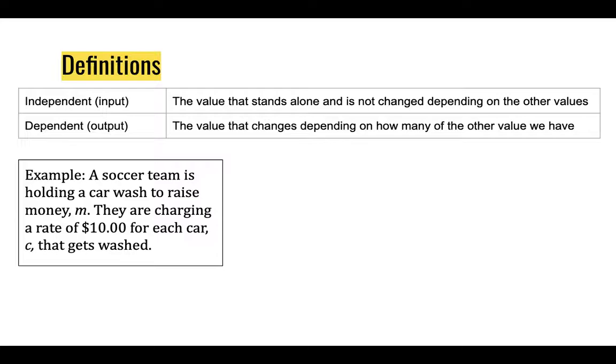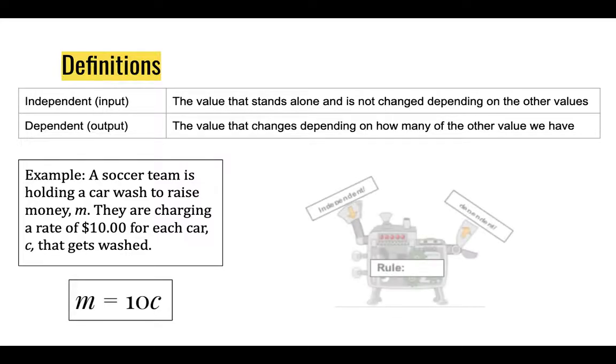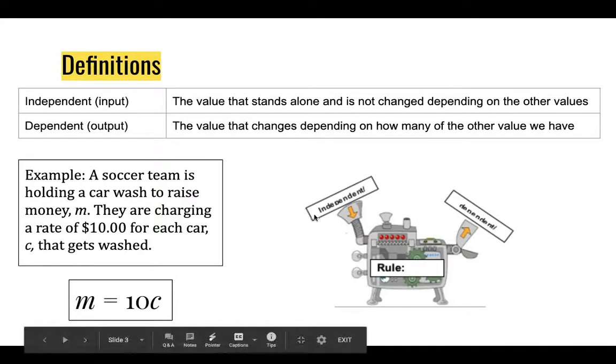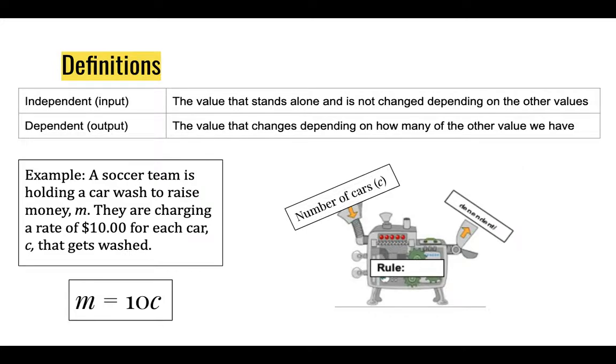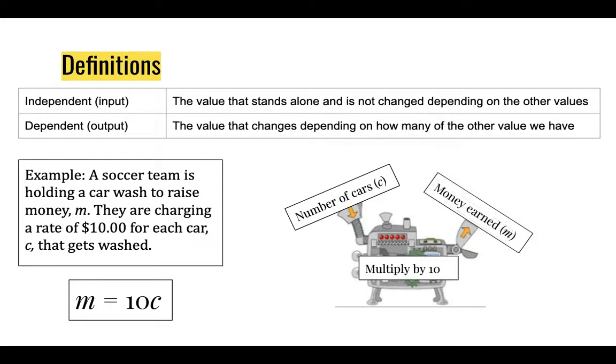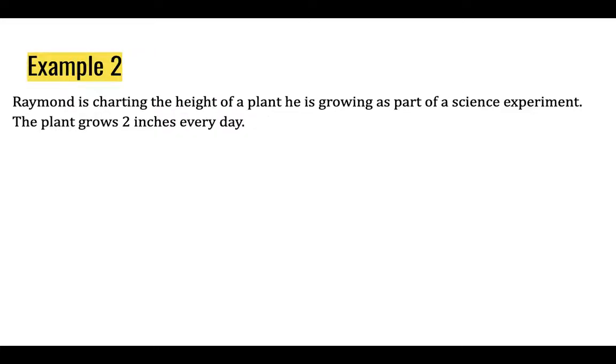Here's our same example of the soccer team and our equation. Now let's take a look at this little machine. So in this machine, I put in my independent variable, then something happens to it inside of the machine, and my dependent variable comes out. So in this case, I know that my independent variable, or my input, is the number of cars. For any number of cars, I can multiply it by 10, and I will get the money earned as my output. Let's look at one more example together.